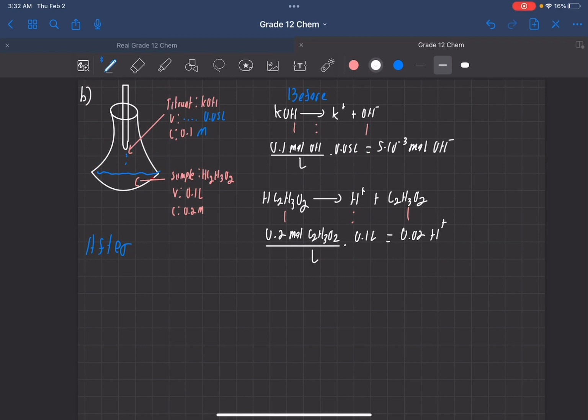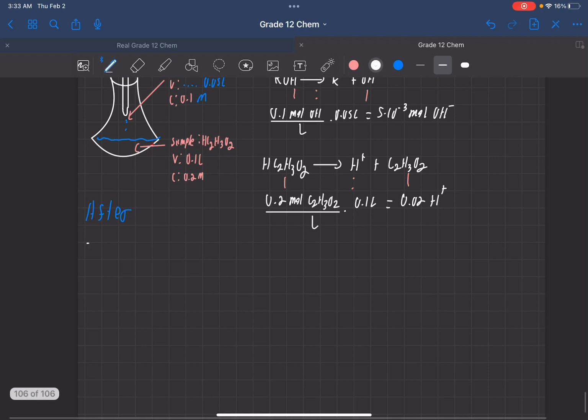Okay, so now that we have found the quantities of the entities before the reaction, that being the hydronium and the hydroxide, we can see what happens when they react, that being when the titrant hits the sample. So clearly 0.02 moles of hydronium is greater than 5 times 10 to the negative 3 moles of hydroxide. So we're going to have some excess hydronium left over, and that's going to be 0.015 moles of hydronium.